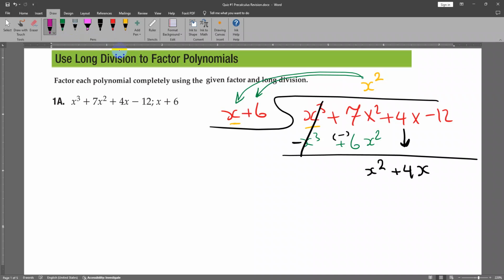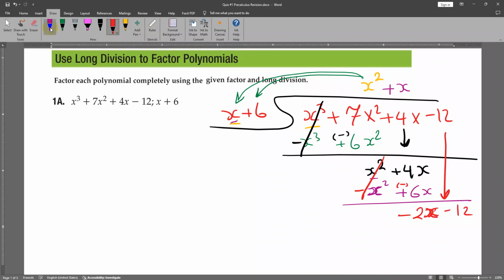Let's divide x squared by x. It will be x. Let's multiply: x times x equals x squared, and x times 6 equals positive 6x. Okay, let's change the sign. This one will be negative, this one will be negative, cancelled, we get negative 2x, and drop down the next term so that we can continue.